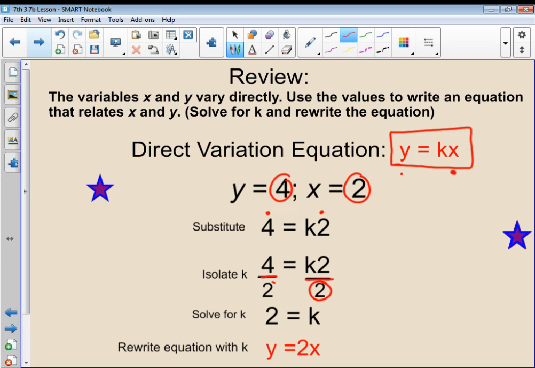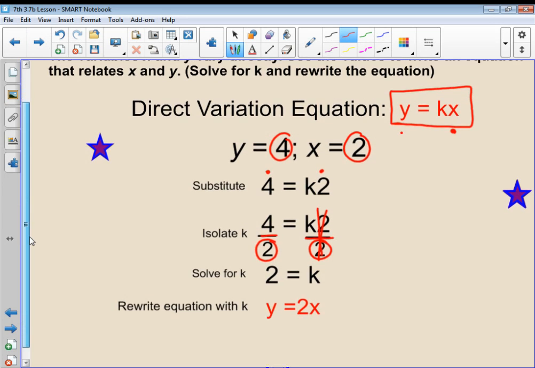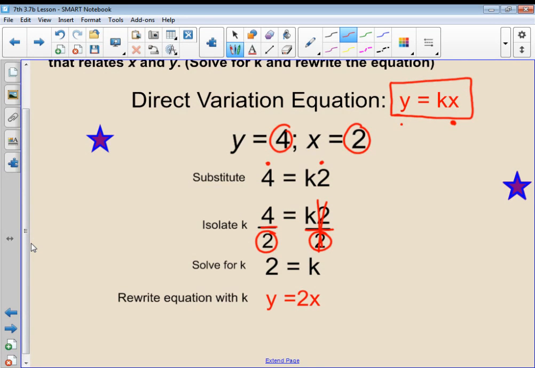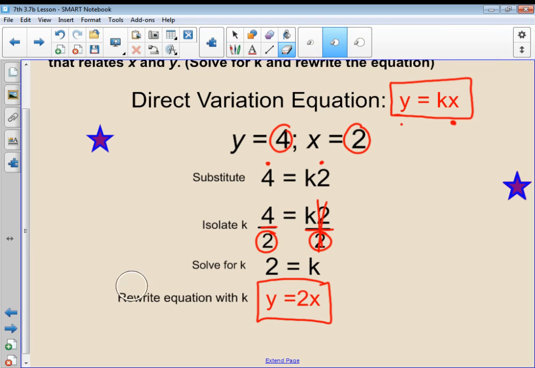And we divided by 2. The next step is to solve for k. Once we isolated k and got it by itself, we found that k was 4 divided by 2, or k equals 2. Our final step is to substitute in, or rewrite the equation. So our equation is y equals 2x. We're going to leave it in this format because, just like when we graphed our direct variation, we could pick multiple different numbers for x and solve for our y. So we're going to practice doing some of these now.